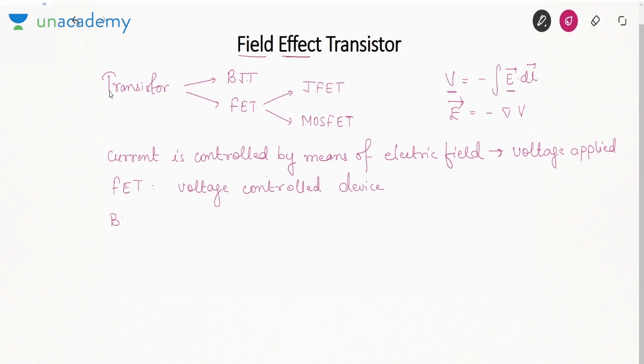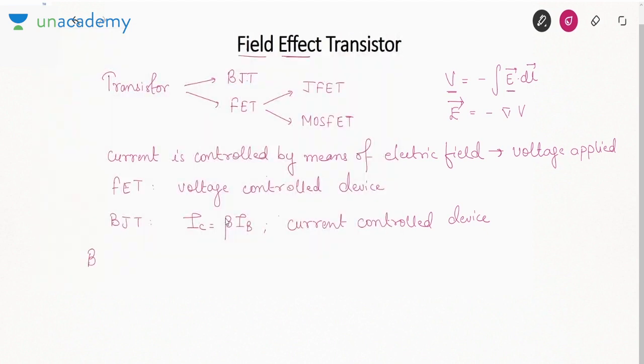Whereas when we were studying BJT, there we saw IC was equal to beta IB. So here we call it a current controlled device, because base current is controlling the value of collector current. In FET the current is being controlled by voltage, whereas in BJT it is being controlled by current.